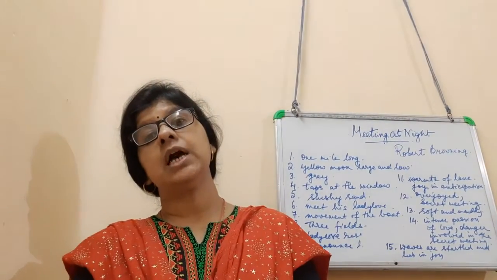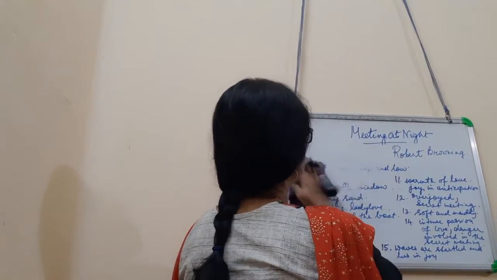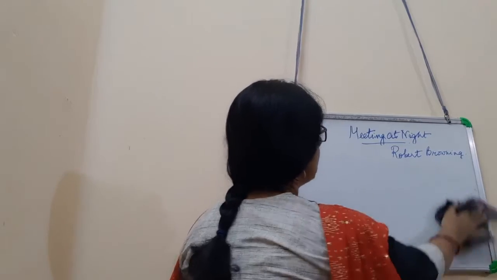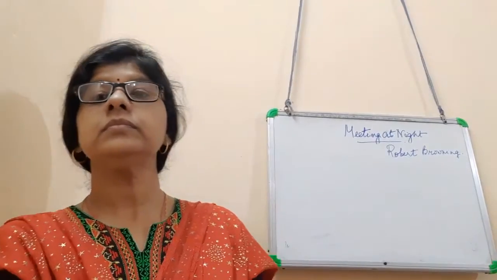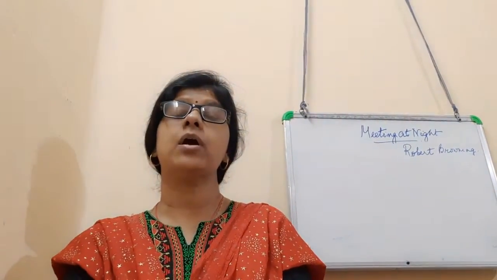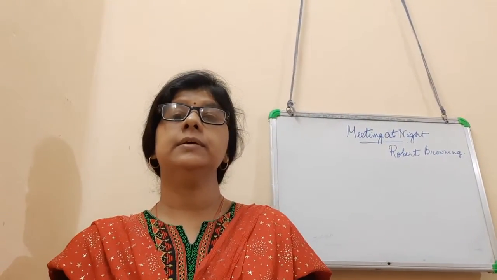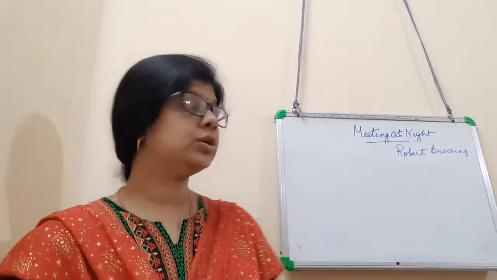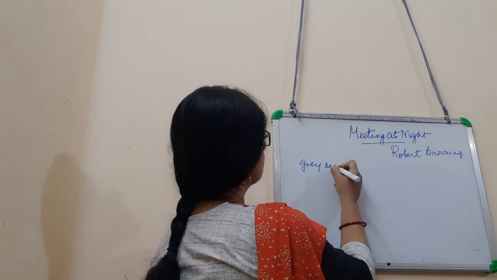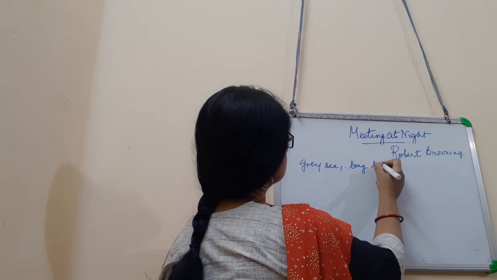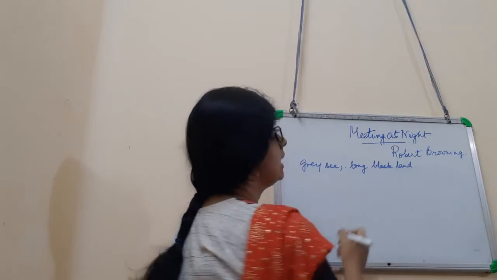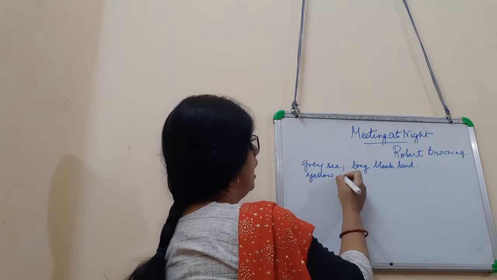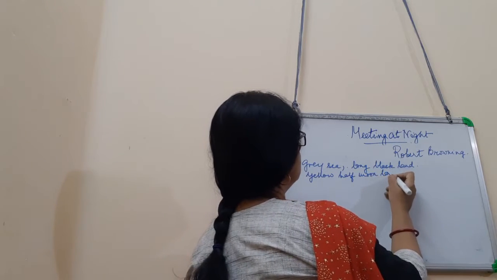Initially when he starts the journey, he describes the sea as a grey sea and long black land, because he's starting his journey at night. So the points will be, you will write the grey sea, then the long black land, then the speaker describes the moon as a yellow half moon, large and low.